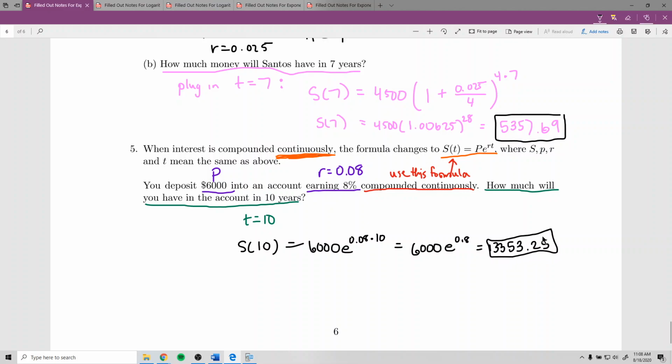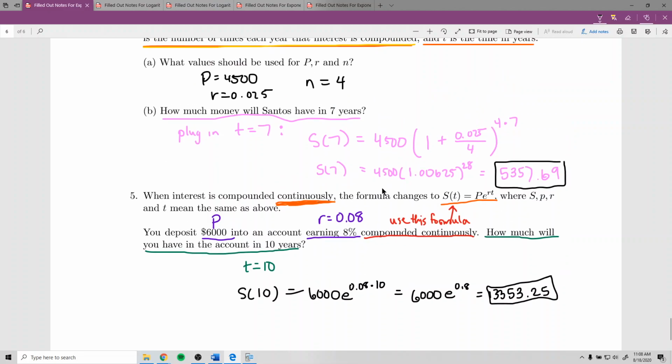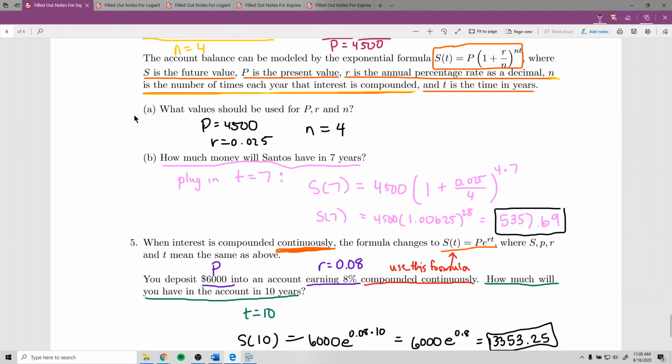Right. When it's compounded continuously, that means every single second it's adding in your interest. And if you ever want to compare saving accounts, how much interest you're going to get, compounded continuously is always the best if you get the same percentage. And so if we went through and did problem part B, but we did it continuously, meaning we used our P equals 4,500, our r is 0.025, and then our t is the 7, you would get a bigger number than this.